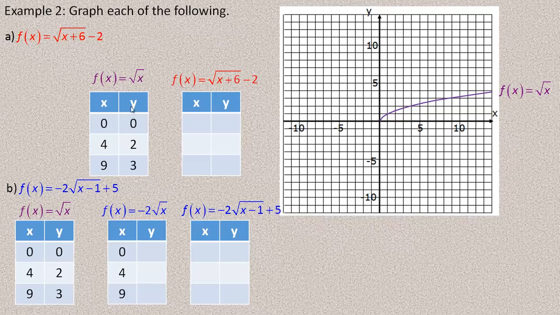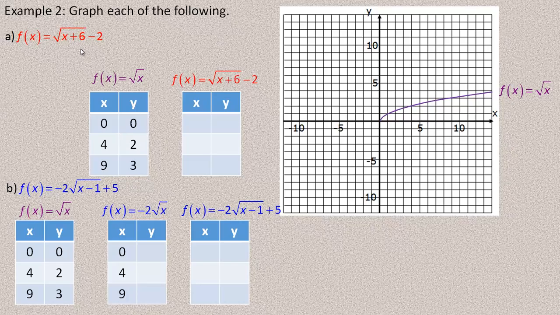So this is the original function. I've chosen 3 points. I could choose more. I use 0, 0. See, the square root of 0 is 0. If I put 4 in here, the square root of 4 is 2. The square root of 9 is 3. I could use the 1, 1 point. If my graph was wide enough, I could have put 16, 4 here because the root of 16 is 4. Okay, but 3 points is enough.